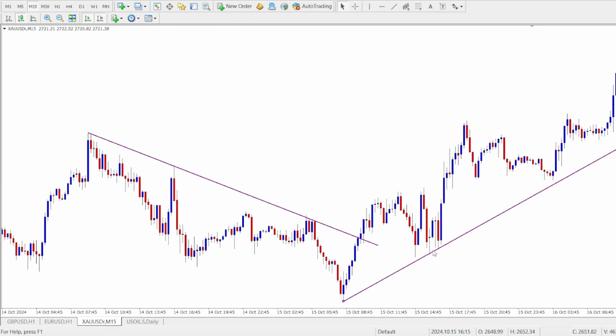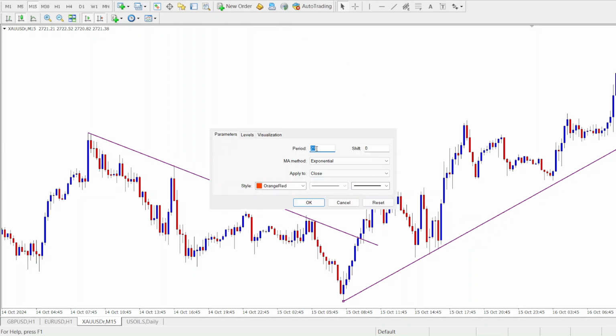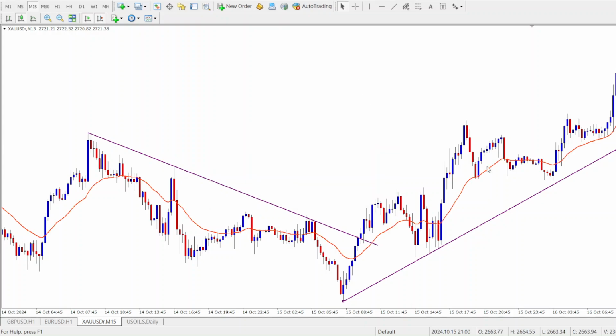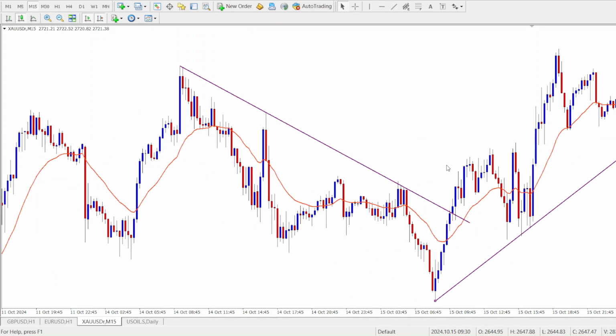This for a bearish trend, for example, and this for a bullish trend. Now you can also combine trend lines with other indicators like the moving averages. You can add the moving averages, select the period that you want, just for additional confirmation. So when you have price trading above the moving averages, it signals a buy trend. When price is trading below the moving averages, it signals a sell trend.